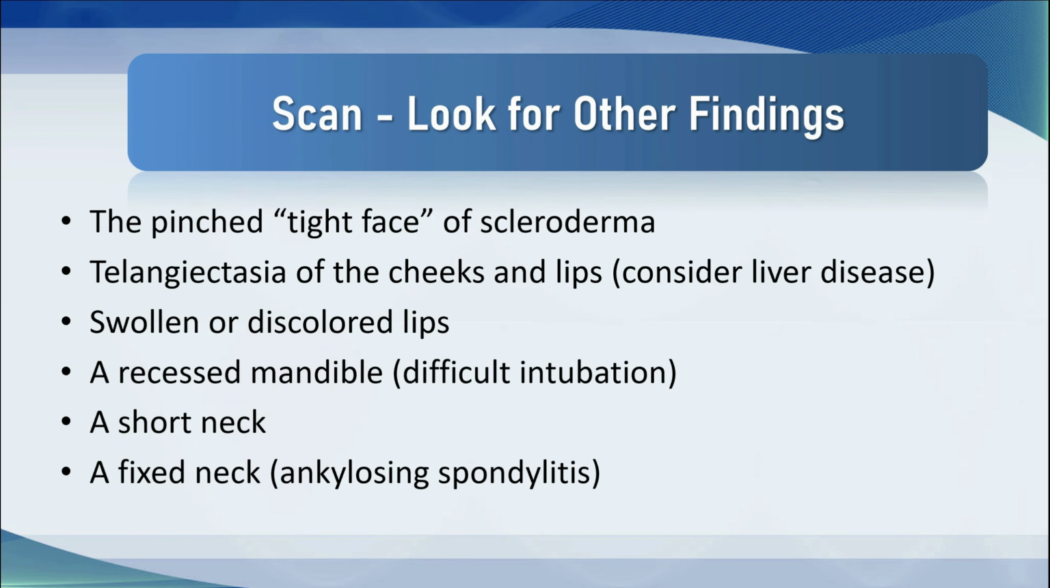The other things you should look at are a pinched, tight face that is suggestive of scleroderma, telangiectasia on the cheeks and then the lips and the forehead, where you might consider liver disease, swollen or discolored lips, a recessed mandible that suggests that you might have trouble with intubation, a short neck or a fixed neck associated with ankylosing spondylitis, and you will see this from the end of the bed.